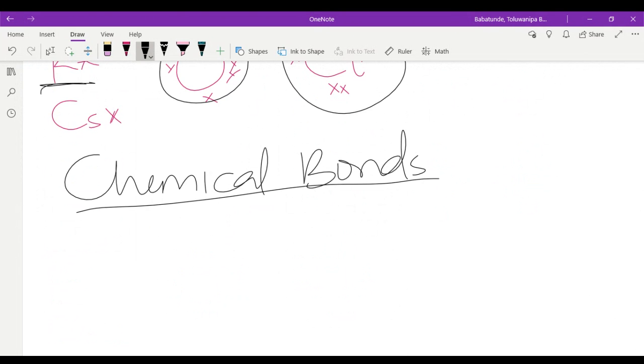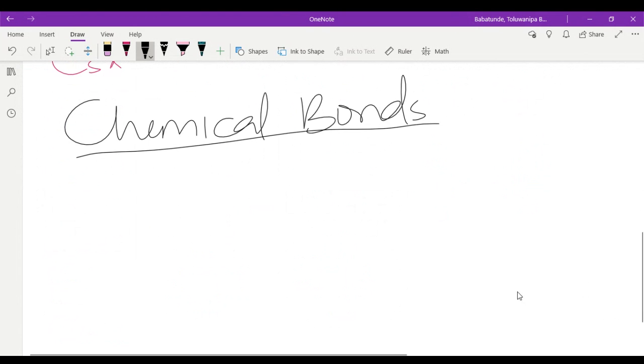Why do atoms bond? The main reason atoms bond is because everybody wants to be stable. Everybody wants to be like the noble gas, and they can always do that either by losing electrons or gaining electrons. By that, they become stable.